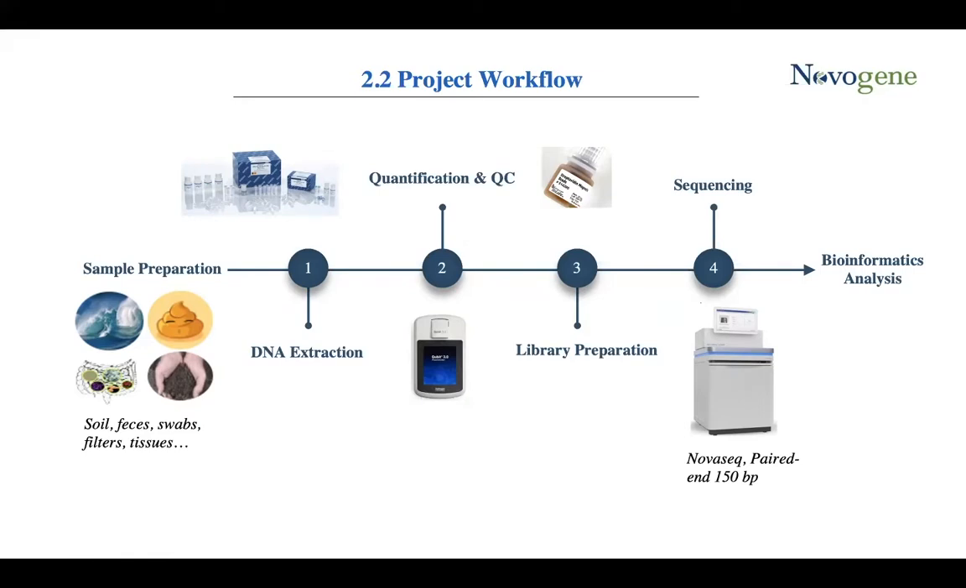And then without amplification, the DNA will be fragmented to about 250 to 300 base pairs for the construction of a 350 base pair insert library by a series of steps like end repair and adapter ligation. And finally, the qualified library will be put on the Illumina NovaSeq sequencer for data collection and the subsequent bioinformatic analysis.